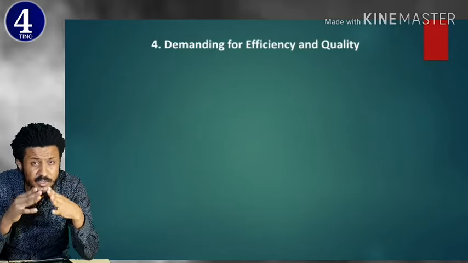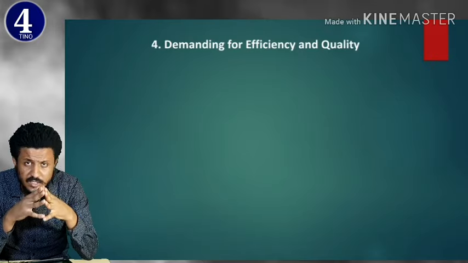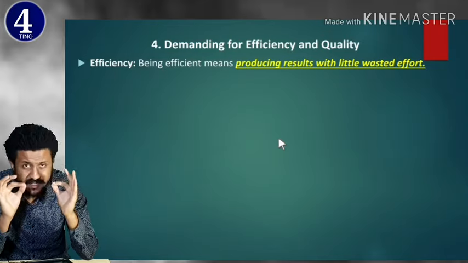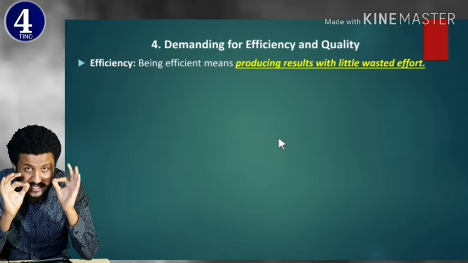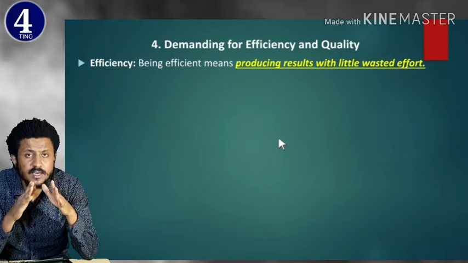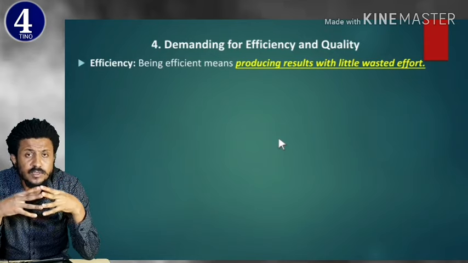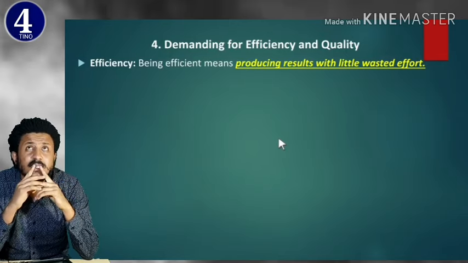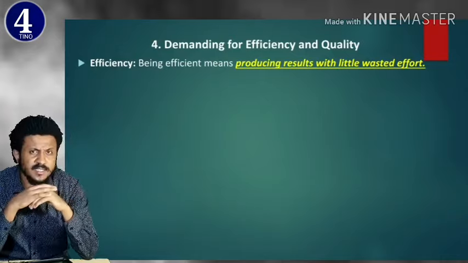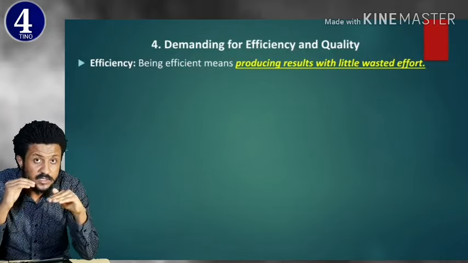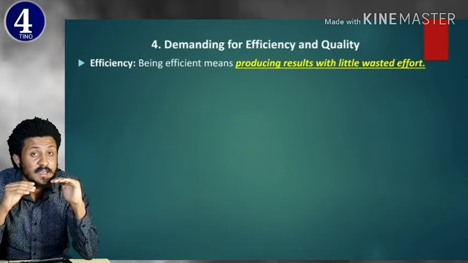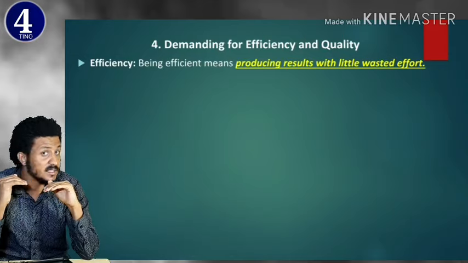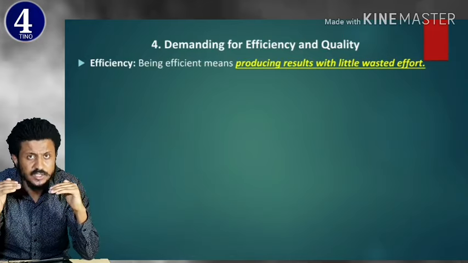But first of all, what do we mean by saying efficiency and quality? Efficiency ምንድነው? Quality ምንድነው? When we say efficiency, it means producing results with a little wasted effort. Okay? ይህ ነው efficiency ማለት. In order to explain that, efficiency is a kind of concept which is related with achieving a maximum possible result with the amount of resources available ማለት. ባሉን ሪሶርሶች ተጠቅመን maximum result የምናገኝበት አሰራር is what we call efficiency ነው.